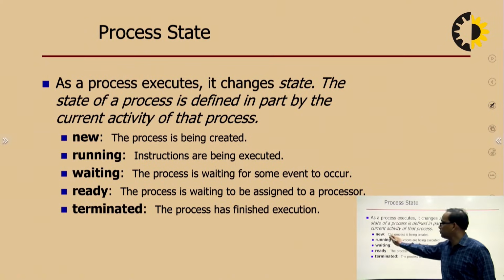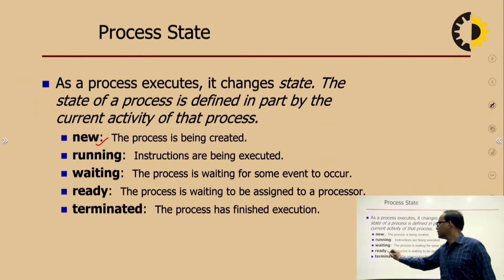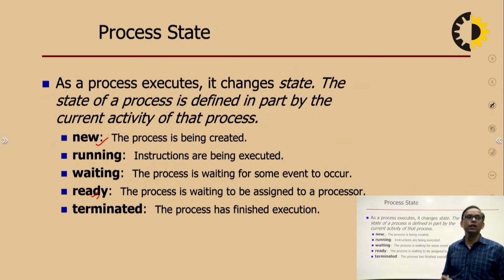Whenever a particular process is created, at that time the state of that particular process is known as the new state. After that, the next state is the ready state. Whenever a process is loaded into main memory and it is waiting for the CPU allocation, then at that time the process state is known as the ready state.